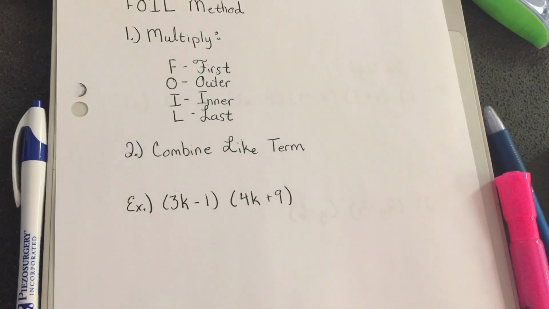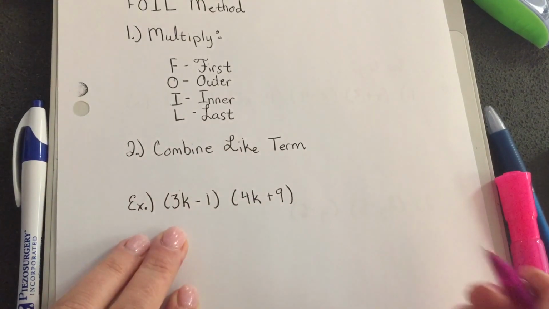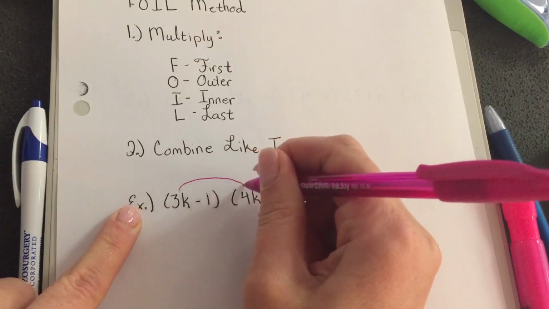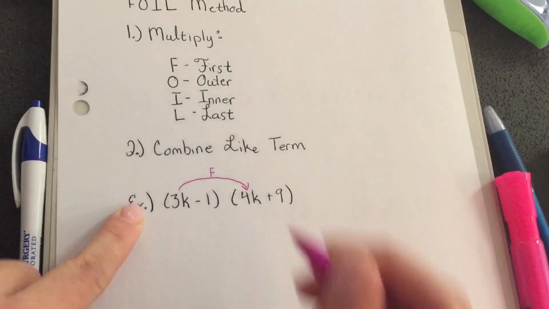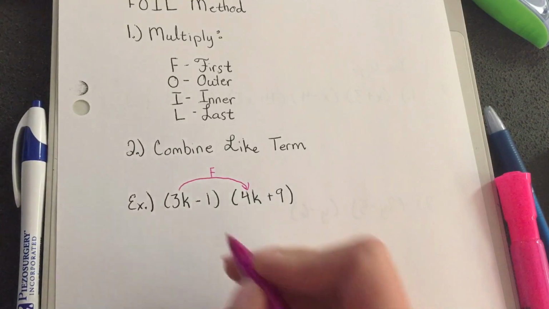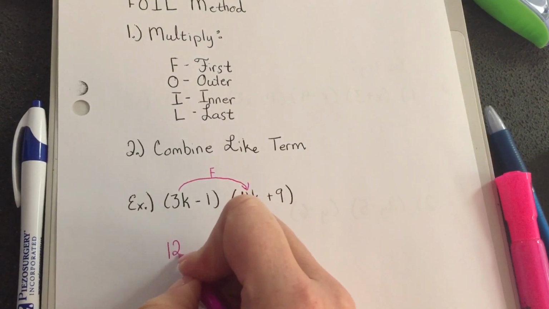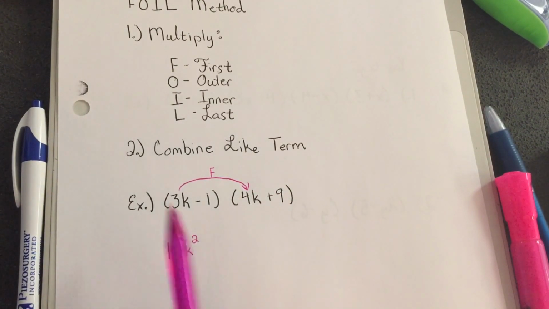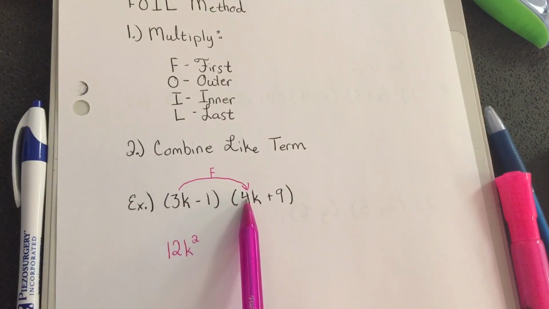What you're going to do, first means the first term in both sets of parentheses. So right here, let's just label. Right here is my first. The first term, 3k times 4k is 12k squared, because 3 times 4 is 12, and then I have k squared.